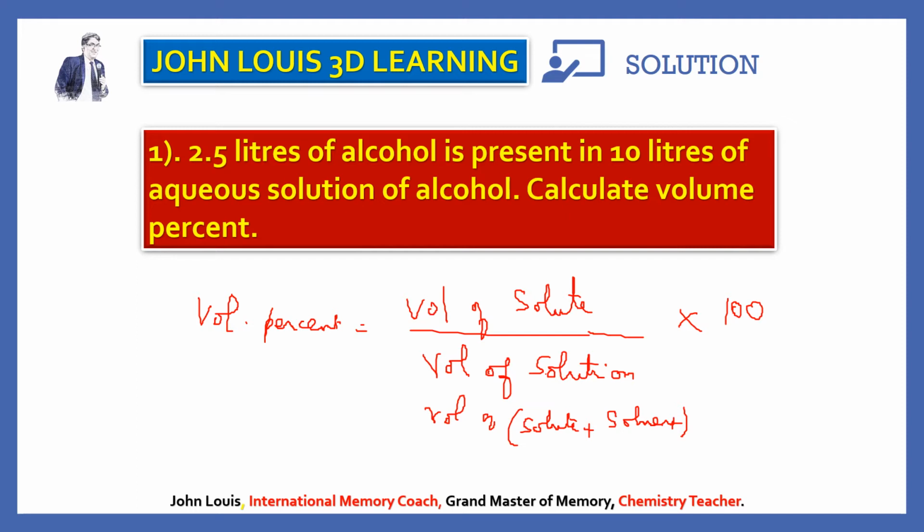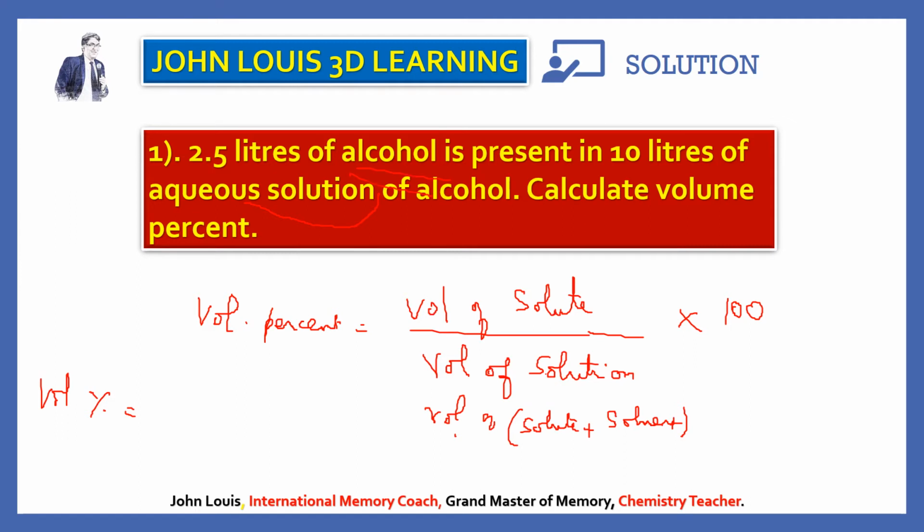So here what is given? 2.5 liters of alcohol is present in 10 liters of aqueous solution. So it is given a solution. That means the sum of the volume of solute and solvent is given as 10 liters. Therefore the denominator will be 10. So volume percent is equal to volume of solute.